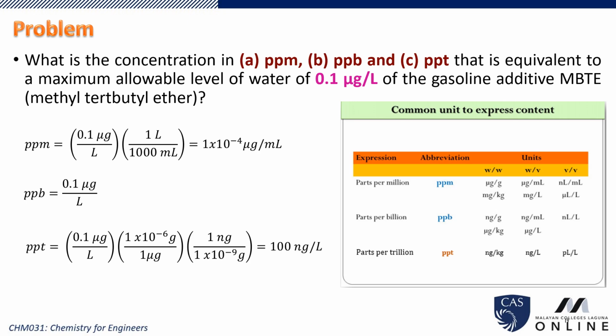For ppt, convert the micrograms into grams and convert the grams into nanograms. This will yield 100 nanograms per liter, which is equivalent to parts per trillion.